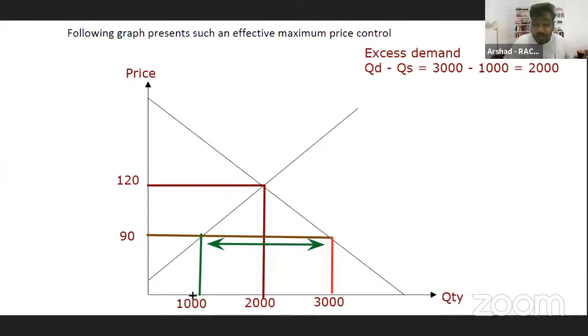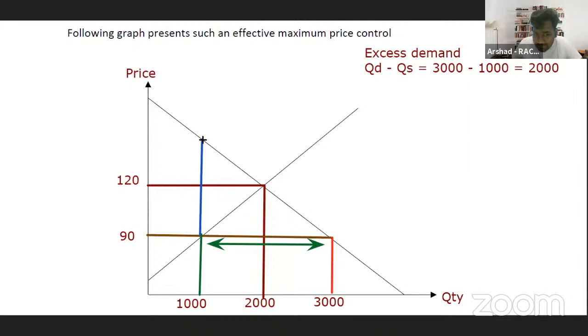Now to find out something called the maximum black market price, listen very carefully, it's very important. To find out the maximum black market price, we see: to buy 1,000 units, what is the price consumers are willing to pay? So how do we do this? We draw a line up.